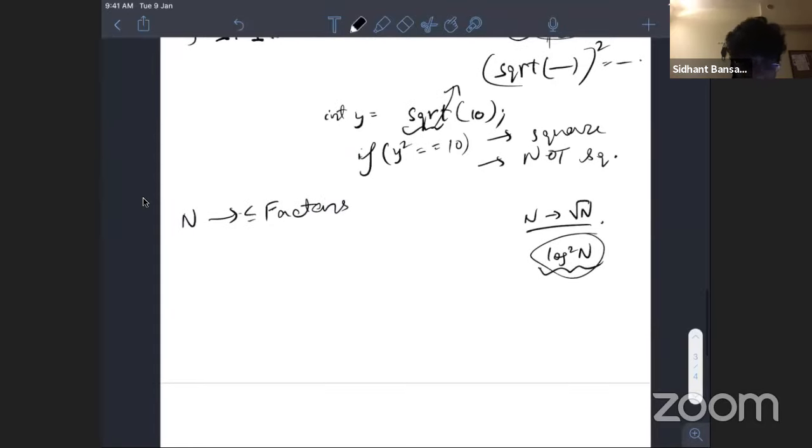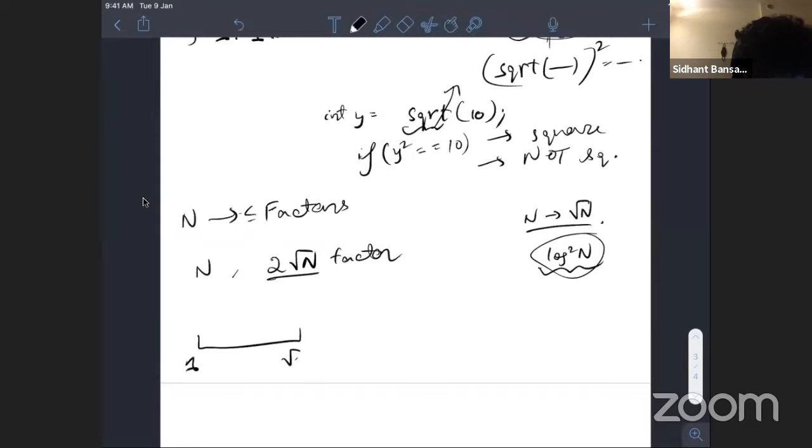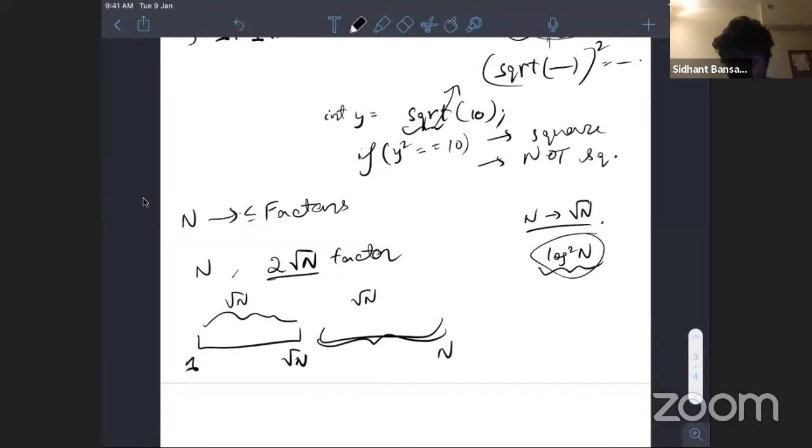Okay, I'll give you the rough intuition of why it actually never hits square root n. So let's say you have this number n and you think that it has 2 square root n factors, okay? What this means is that within the numbers 1 to square root n, there will be root n factors, right? And from the number root n to n, there will be another root n factors for this number. Basically half of the factors should lie before the root nth step and half of them should lie ahead of the root nth step.